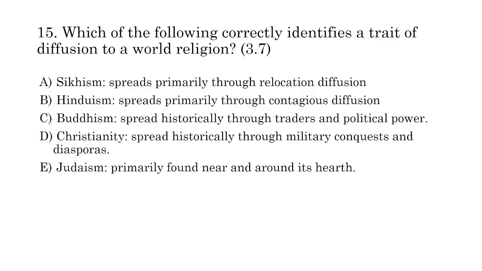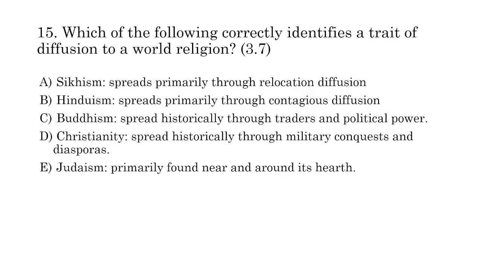C, Buddhism is a universalizing religion, so it expands through expansion diffusion. And this spread historically through traders and political power. We didn't see a lot of Buddhism through hierarchical diffusion. We saw a lot of stimulus diffusion, a lot of contagious diffusion. We did see some traders spread it through trade routes, but not really. So that's not a strong answer.